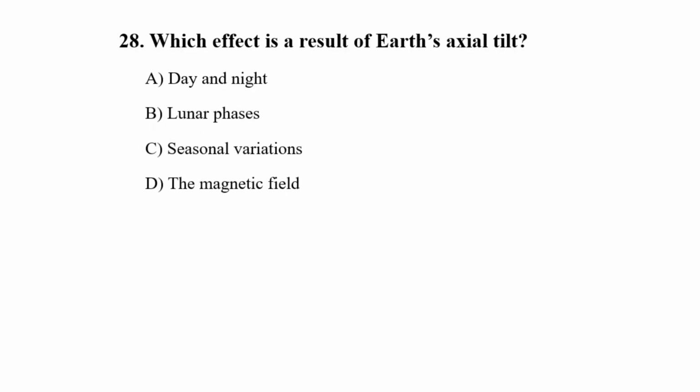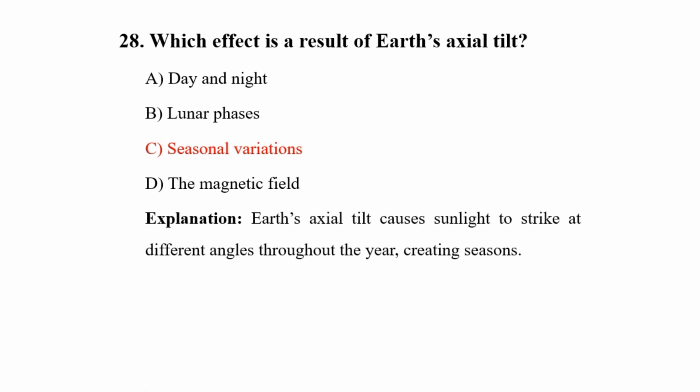Question number 28. Which effect is the result of Earth's axial tilt? A. Day and night. B. Lunar phase. C. Seasonal variations. D. The magnetic field. The answer will be seasonal variations. Earth's axial tilt causes sunlight to strike at different angles throughout the year, creating seasons.